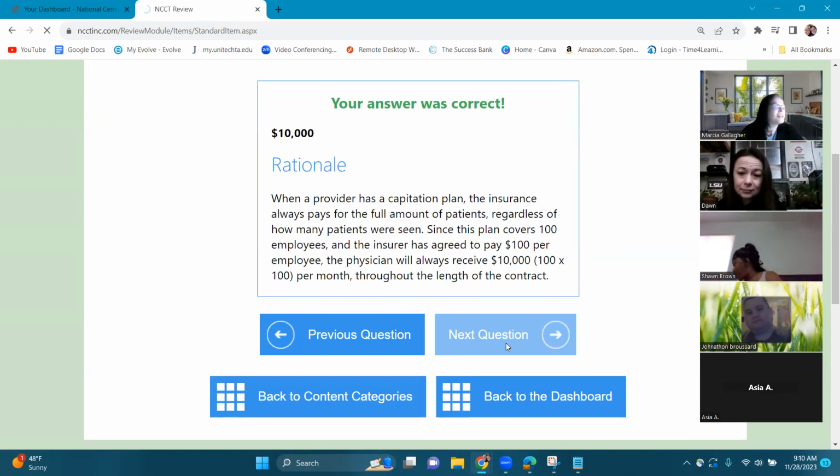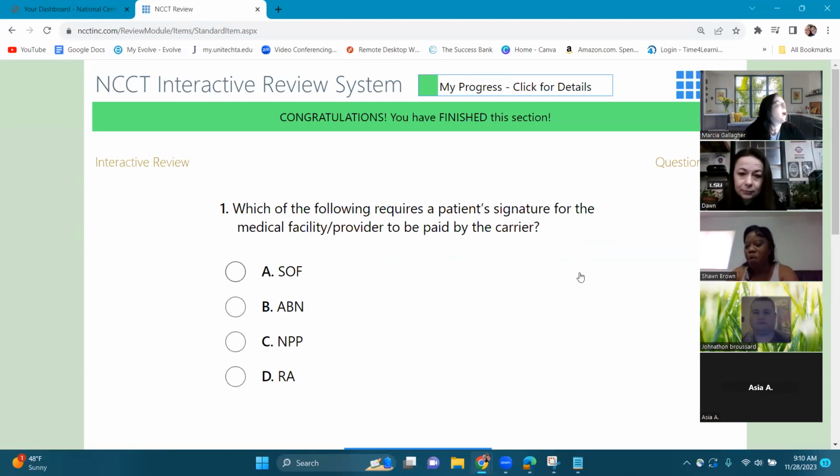I haven't run across any insurance in my billing career that accepts capitation, but we live in Louisiana, so that doesn't mean. And guess what? We're back to the beginning.